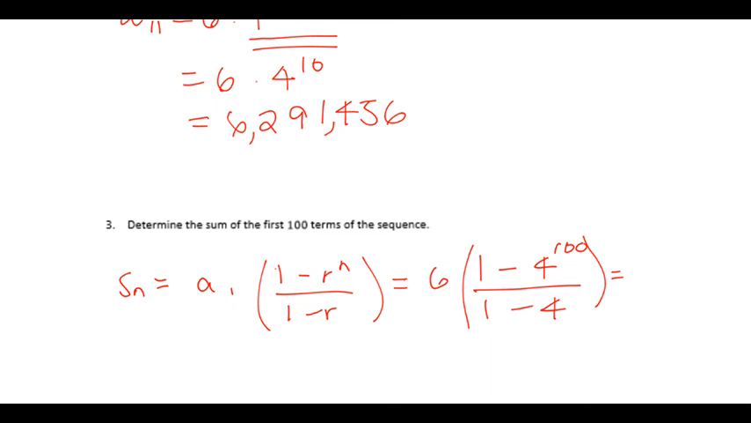So you can use your calculator quickly to calculate that: 6 times 1 minus 4 to the 100 over 1 minus 4, or negative 3. And that is a very large number, because again, these numbers are increasing exponentially. So that final answer is 3.21 times 10 to the 60th power, which means 60 decimal places after the decimal in 3.21.